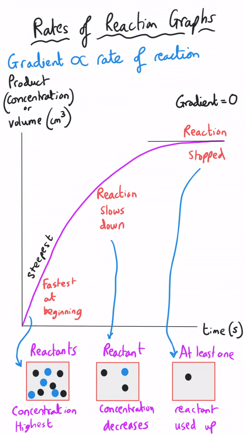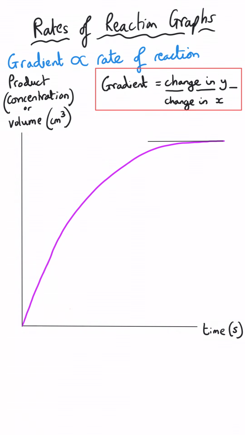You can actually quantify the rate of reaction at any particular point from a graph by drawing a tangent to the curve at any time that you choose, for instance, time 0, so the start of the reaction. This is called the initial rate of reaction.